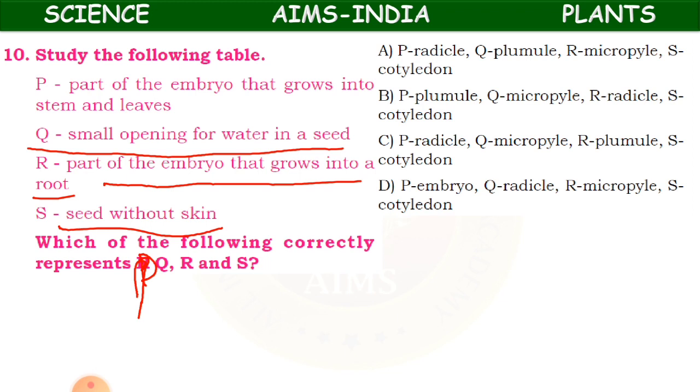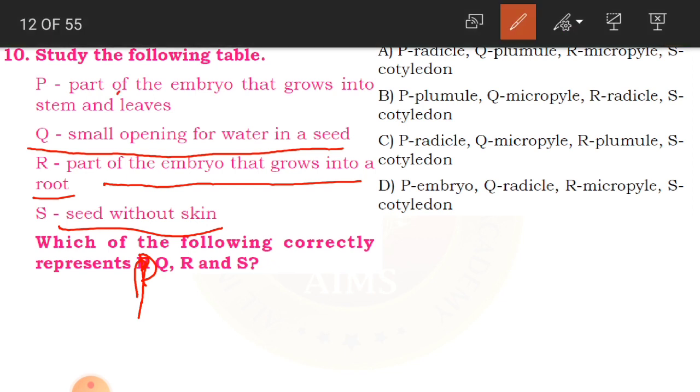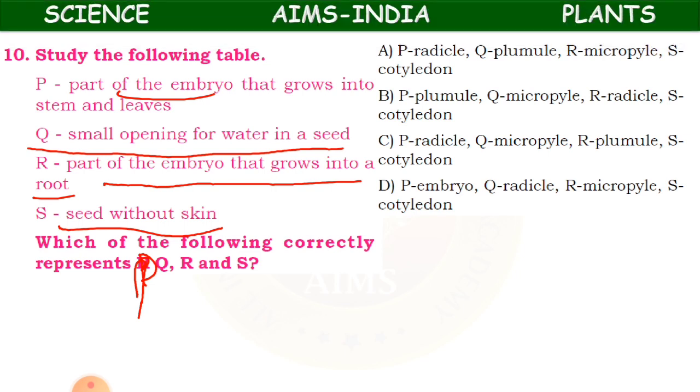So what we have read is P is for radicle, Q is for plumule, R is for micropyle and S is for cotyledon. No, S is for cotyledon. Now what will be our answer? According to the information in the table, P is for plumule, Q is for micropyle, R is for radicle and S is for cotyledon.